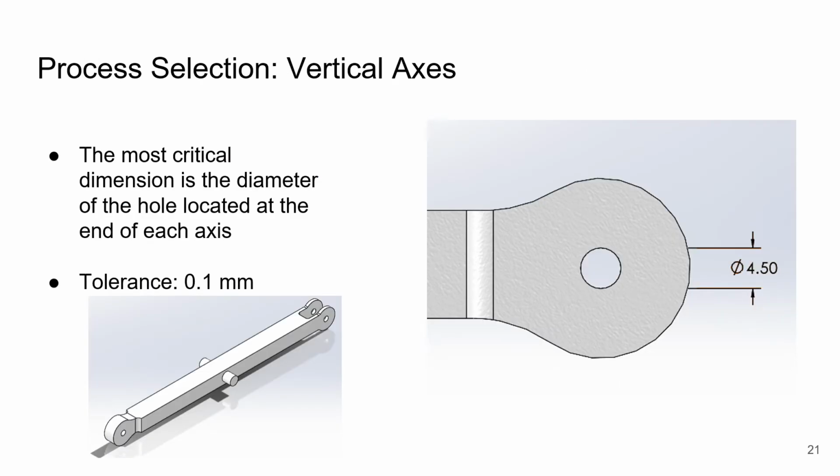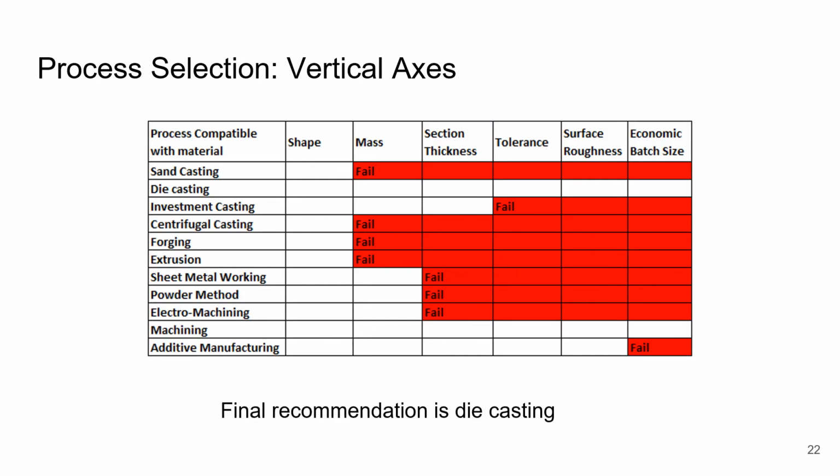The key dimension of the product variant of the vertical axes is the diameter of the hole located at the end of each axis. The tolerance chosen for this part was 0.1 millimeters. The candidate manufacturing process for the vertical axes was chosen based on the 7 process capabilities: material, shape, mass, thickness, tolerance, surface roughness, and economic batch size. Based on these processes, the final recommendation for the material and process selection is injection molding.